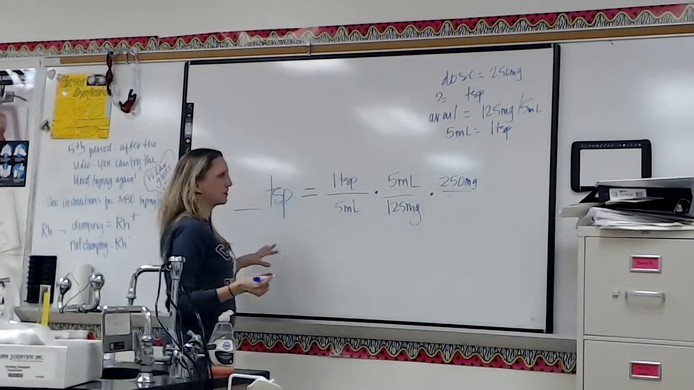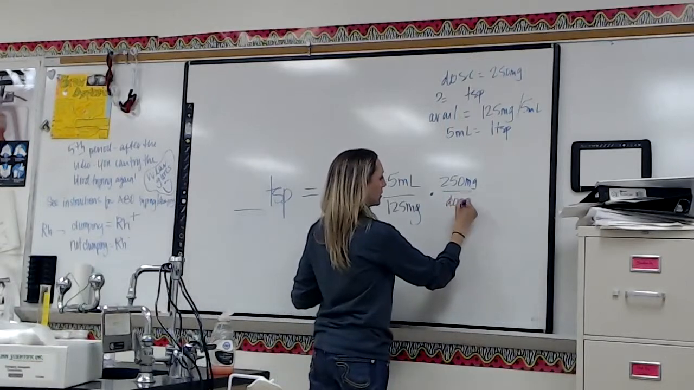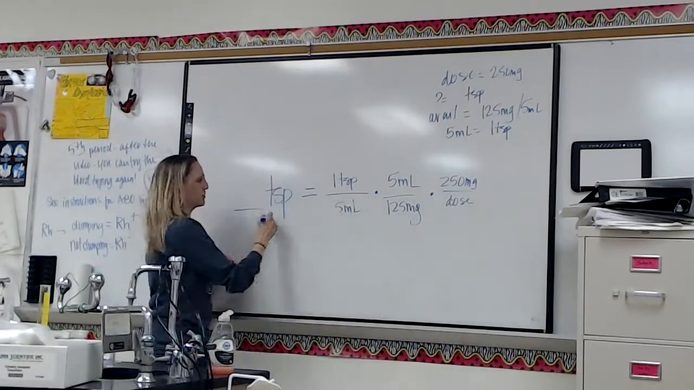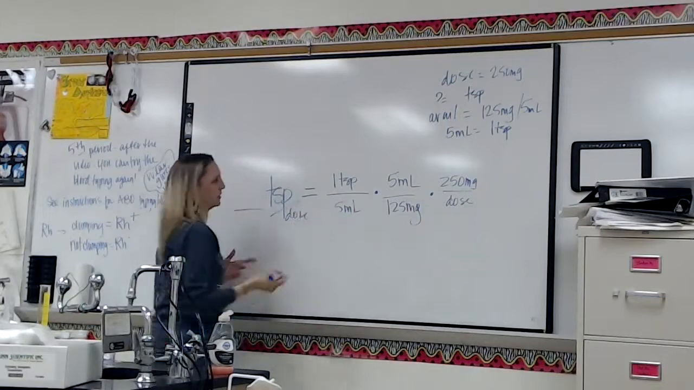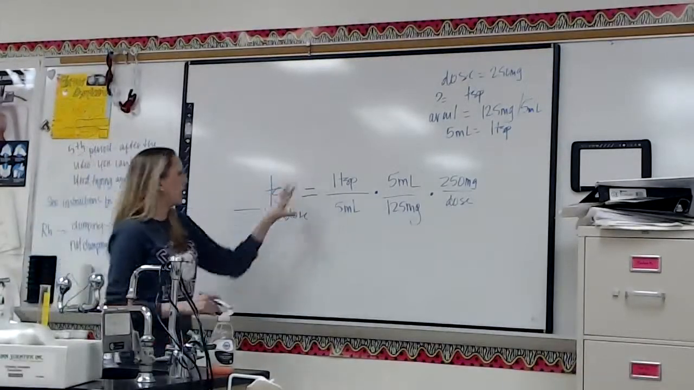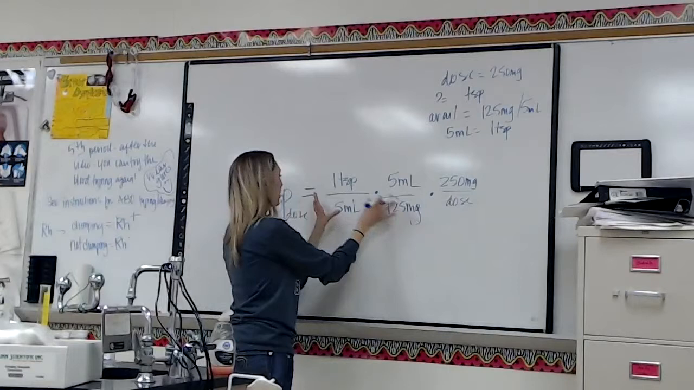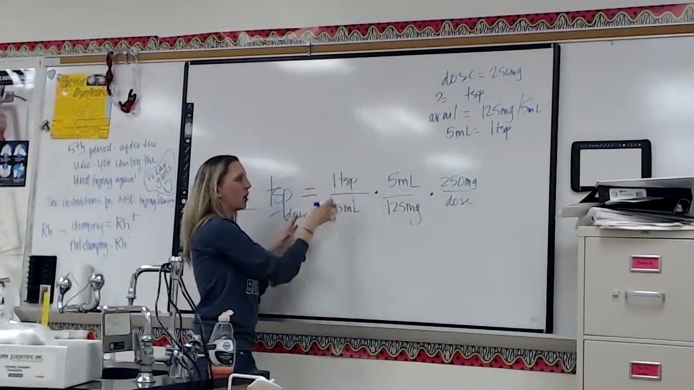If it makes you feel better, you can put 250 milligrams per dose over here, and you can add teaspoons per dose. That's still going to give us the same amount. So now I want to cross out all my units that cross from top to bottom.